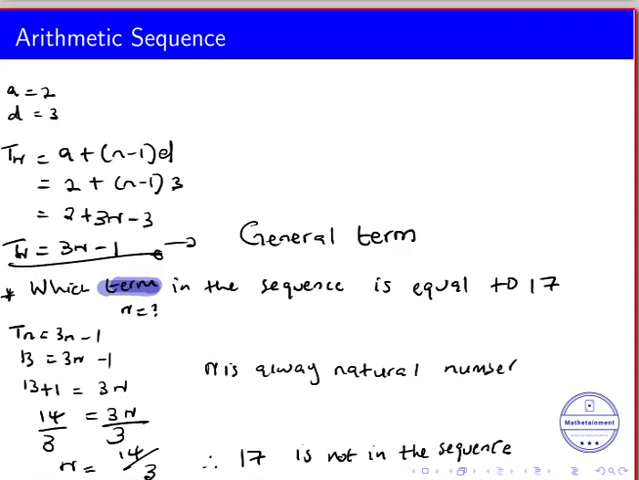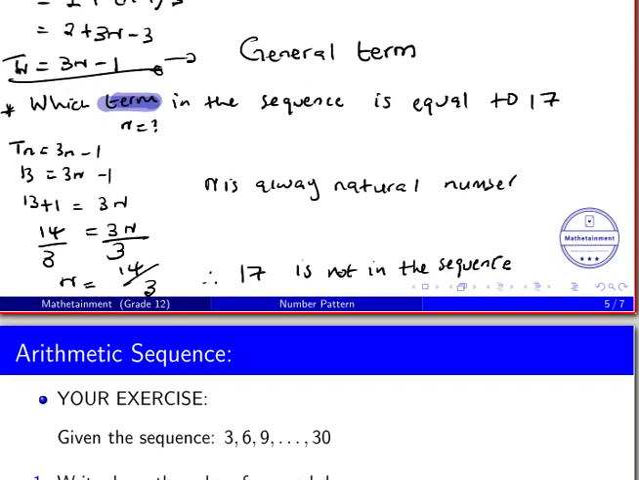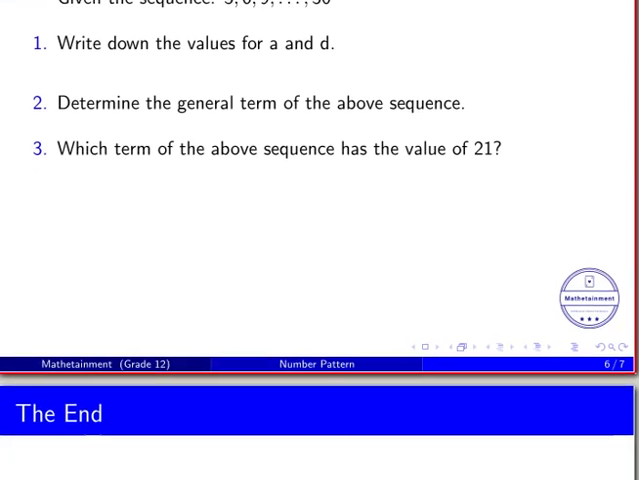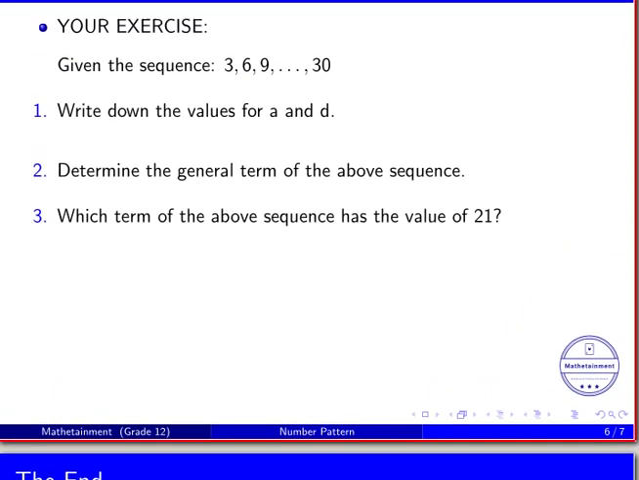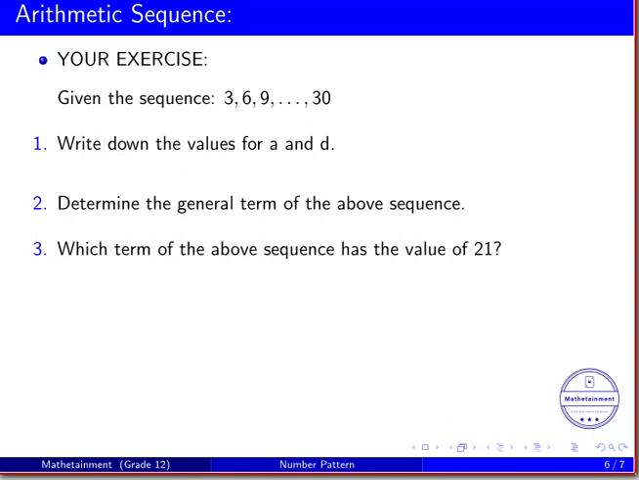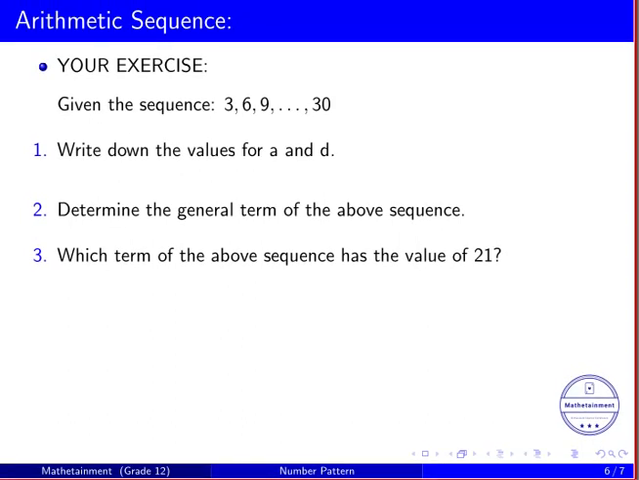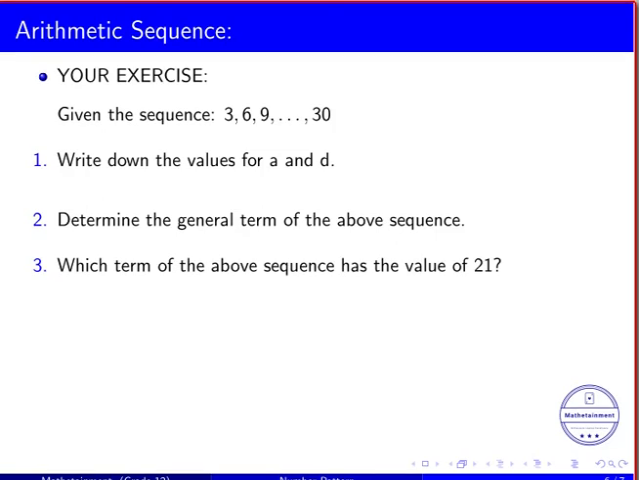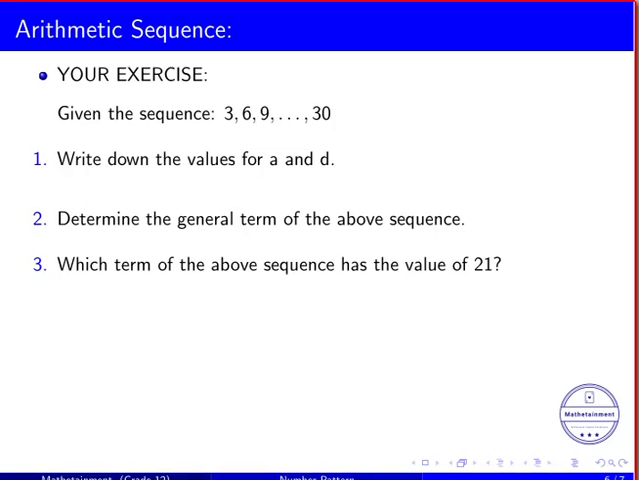Judging from what I've just said, I have decided to leave you with an exercise to do. Here you are given a sequence 3, 6, 9, up to 30. 30 is your last term. And you are required to write the value of A and D and to determine the general term of the above sequence. And then they ask which term of the above sequence has the value of 21. No, let me not tell you. Let me assume that you will figure out what is required of you.